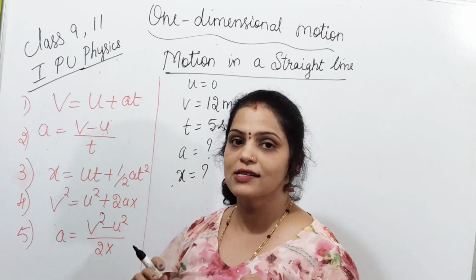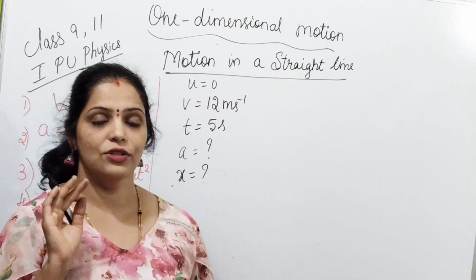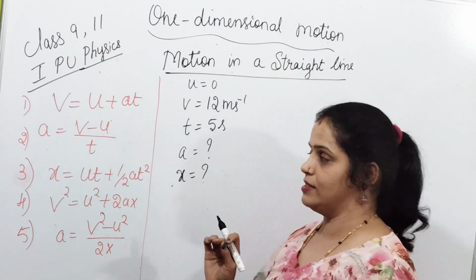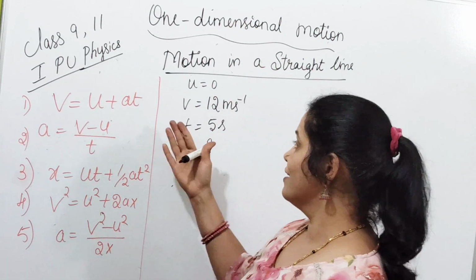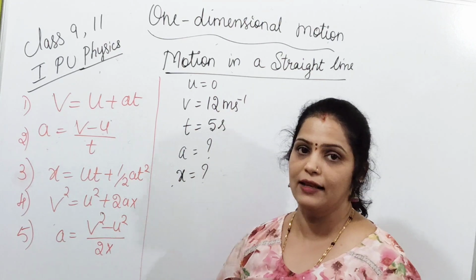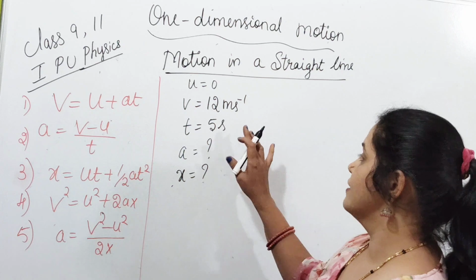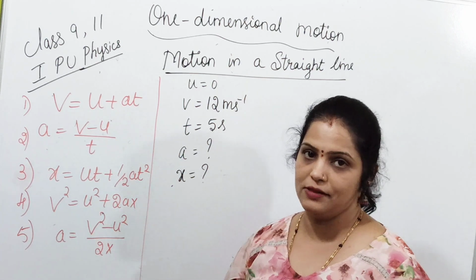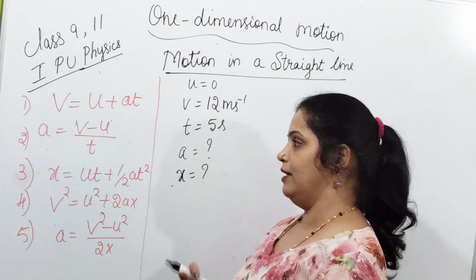If the body starts from rest, it means initially it is at rest. So what will be the initial velocity? U is 0. As it is moving, it acquires a velocity of 12 meter per second, that is the final velocity. And time is given, 5 seconds. Note down the given data first. And which will be the useful formula here?